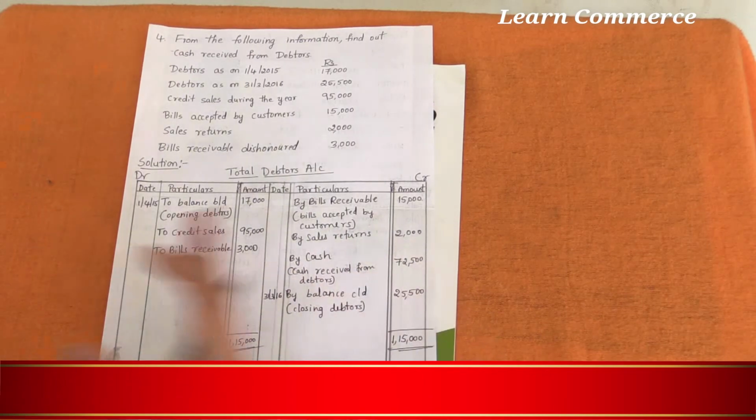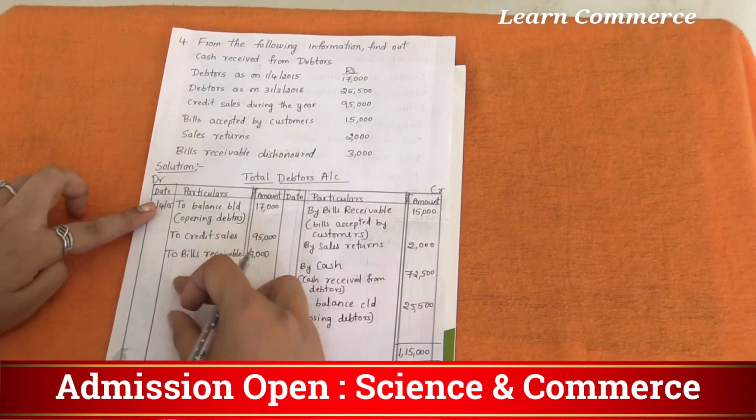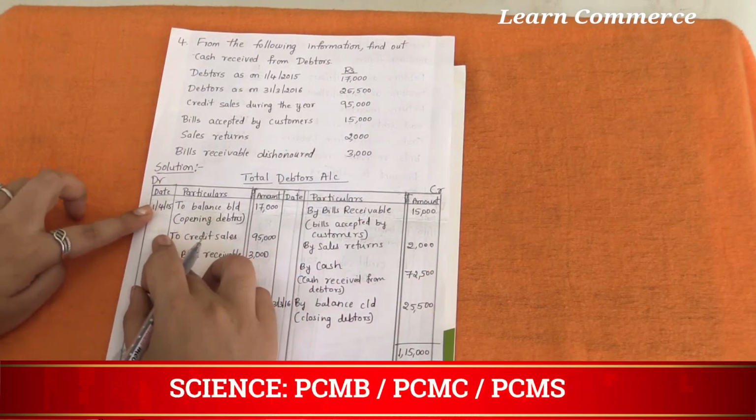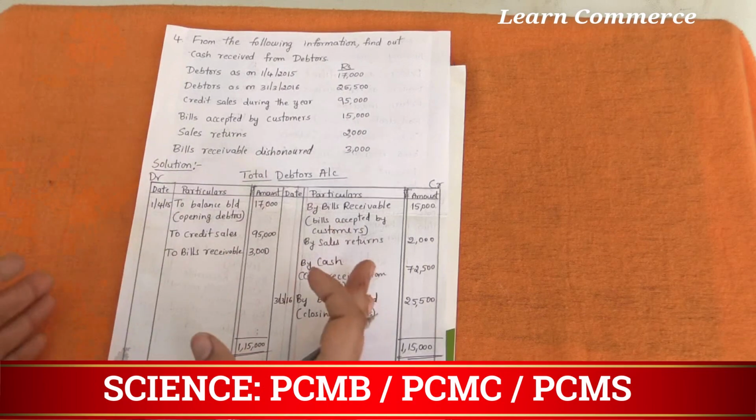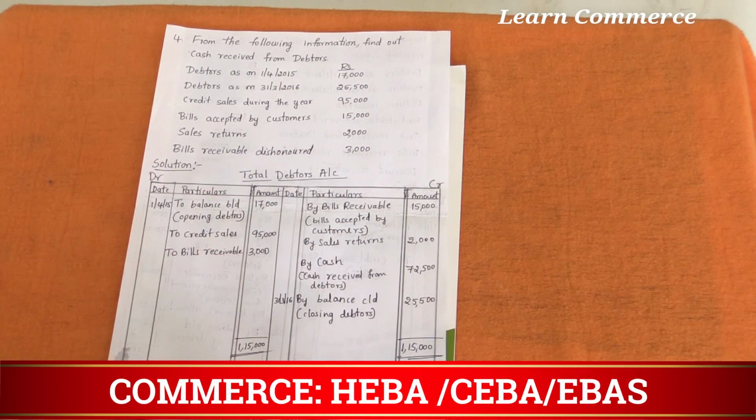And one thing, in total debtors account we get only the opening date and closing date. Other dates are not important and they are not given in the problem also. So before going through the problem, you should study the format of the total debtors account.